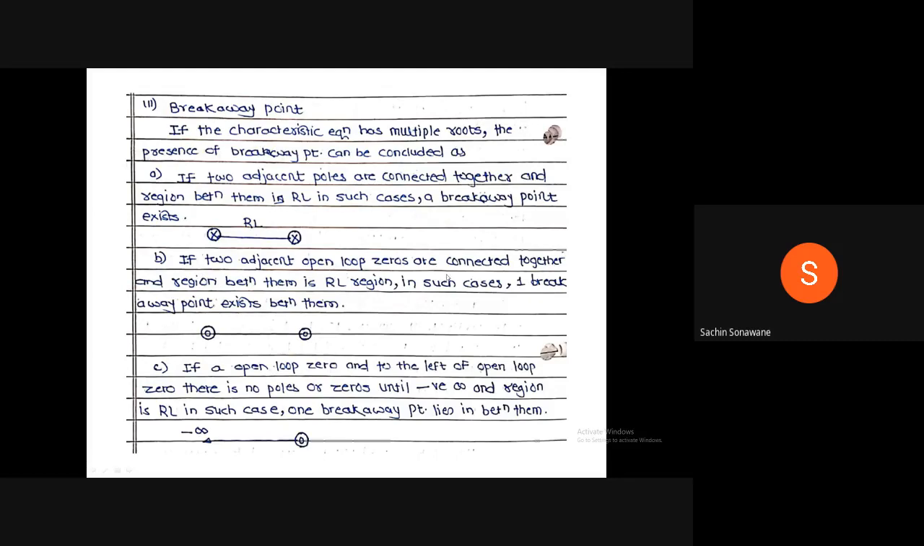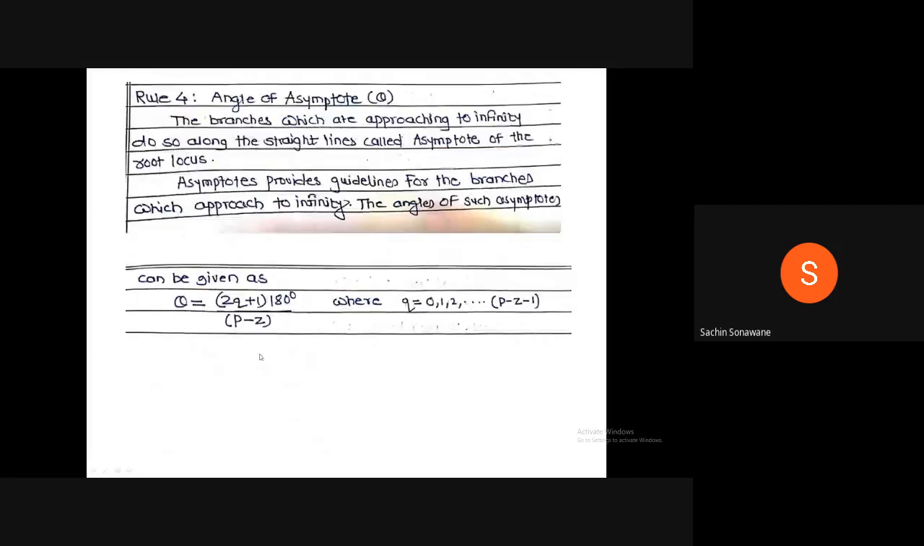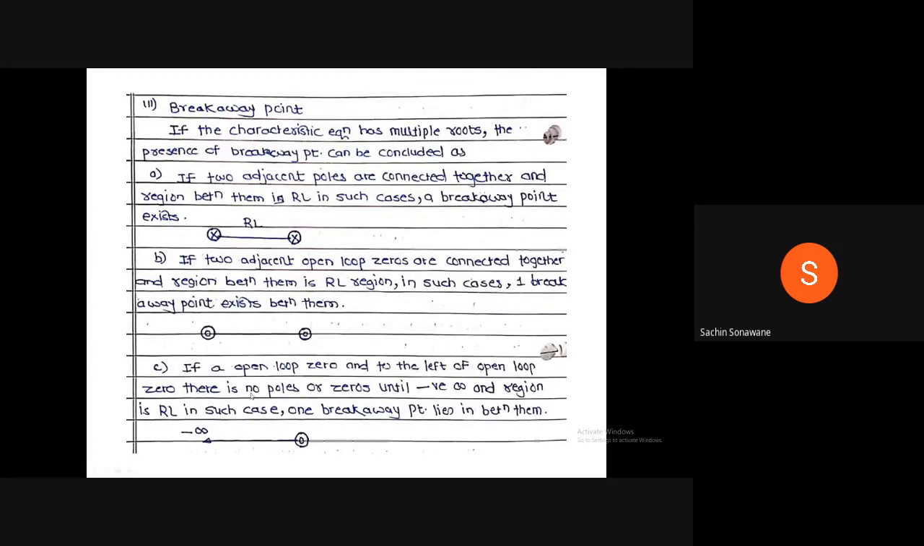If two adjacent open loop zeros are connected together and the region between them is root locus, in such cases one breakaway point exists between them. Therefore, when two zeros are directly connected with each other and the root locus region exists, their breakaway point will exist. If an open loop zero lies to the left of an open loop zero, with no poles or zeros in between, and the region is root locus, the breakaway point lies in them.